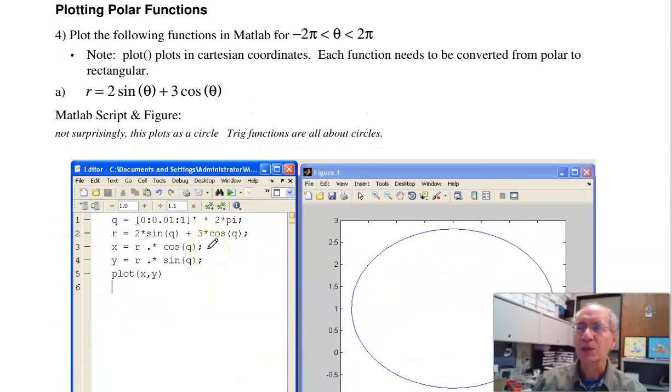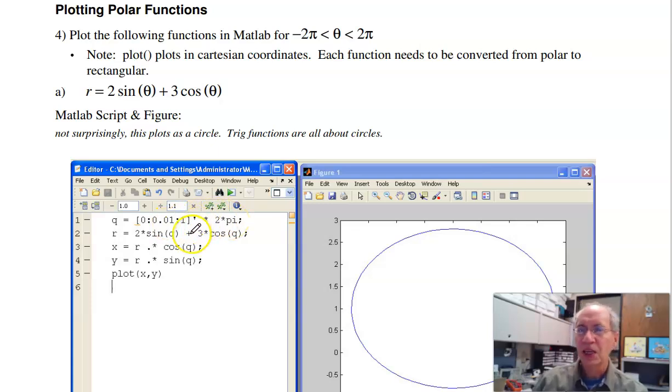Problem number 4, plotting functions in Matlab. The plot function uses rectangular coordinates. When I plot, it's always x versus y. If I want to plot something in polar, I've got to calculate the x-coordinate and the y-coordinate. For example, if I have r is 2 sine theta plus 3 cosine theta, I'll have theta go from 0 to 2 pi. So this is one way to do that. It goes from 0 to 1, steps of 0.01, times 2 pi, so it goes 0 to 2 pi.